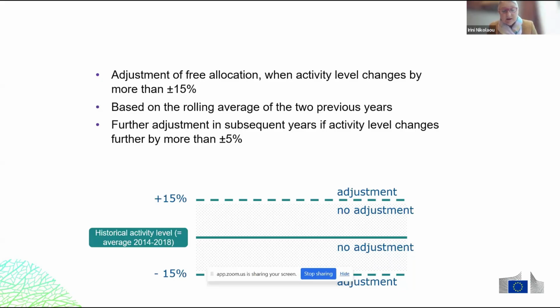2014 to 2018. That means we always have a baseline period of 5 years. And then if there is more production, more activity level, than more than 15%, then we adjust the free allocation. And the same if it is less than 15%, we adjust the free allocation. Every 5% intervals we do this. And you may think that it is complex. Yes, indeed, this may sound complex.